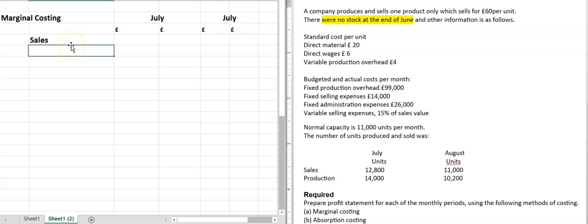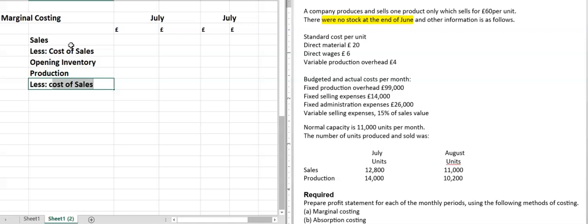Right after this, you have to less cost of sales. So what are the things coming under the cost of sale? You have opening inventory. Then you have production, you have to add the production. Then you have to less the closing stock. So this is how you calculate the cost of sales.